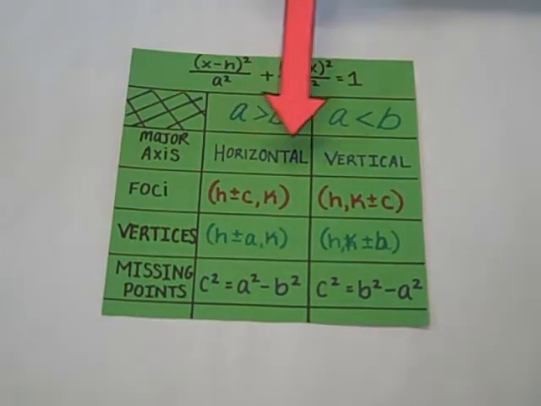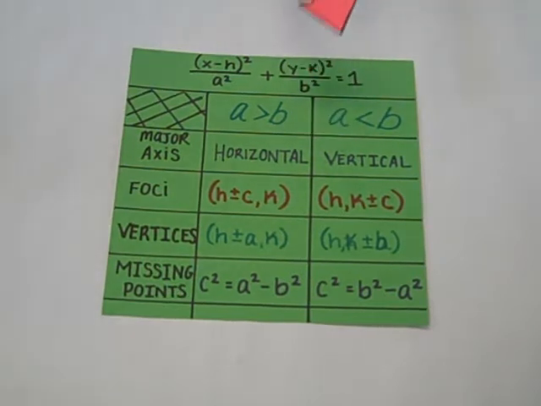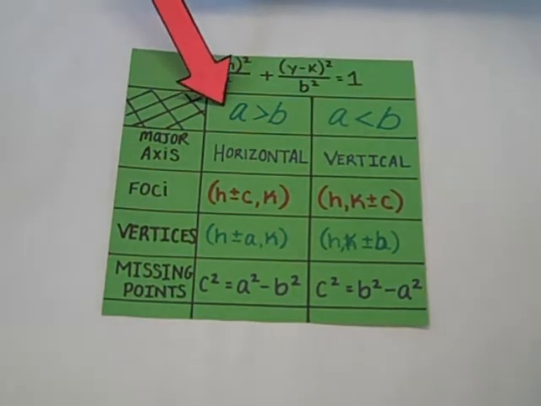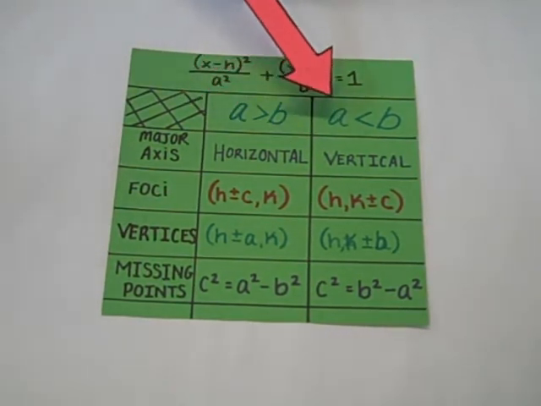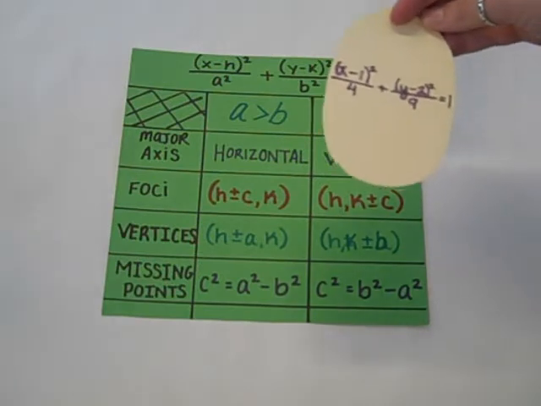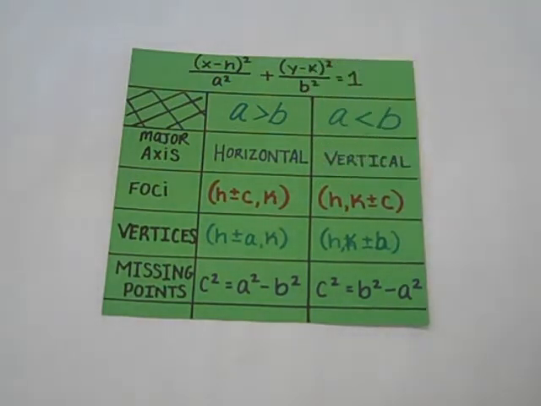To be sure, there's an easy way to check. If your equation is horizontal, then that means a is greater than b, while a vertical equation means that a is less than b. So since in this equation, b, 3, is bigger than a, 2, then that means that my egg will be graphed vertically.